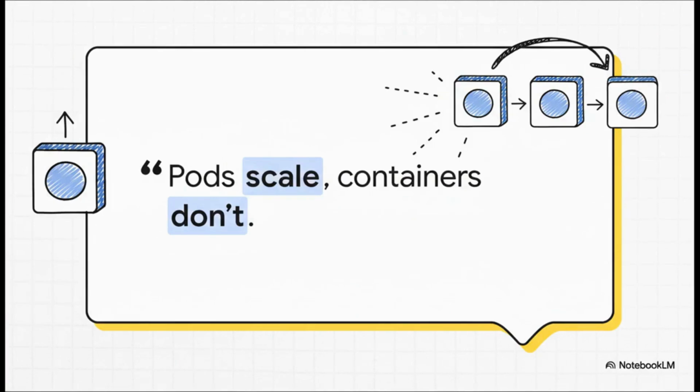And this is where things get really important. When your app suddenly gets popular and you need to handle more users, Kubernetes doesn't try to cram more containers into the pod you already have. Nope, it just creates brand new, identical pods. This is the golden rule, right here. You scale by adding more pods.